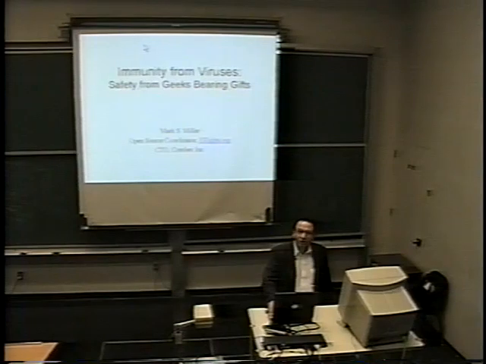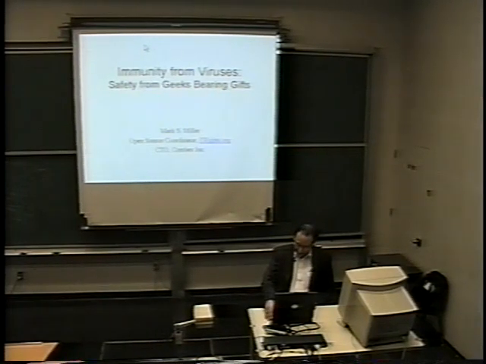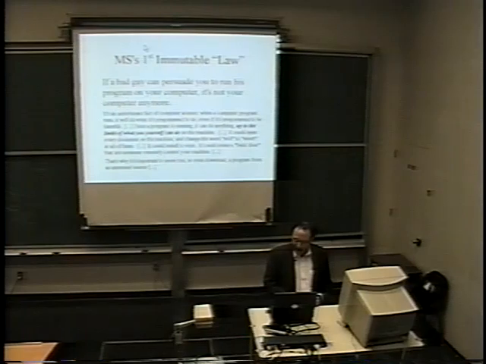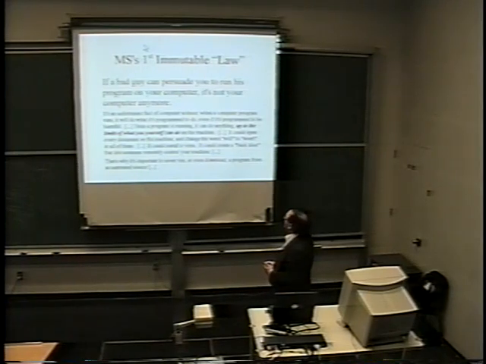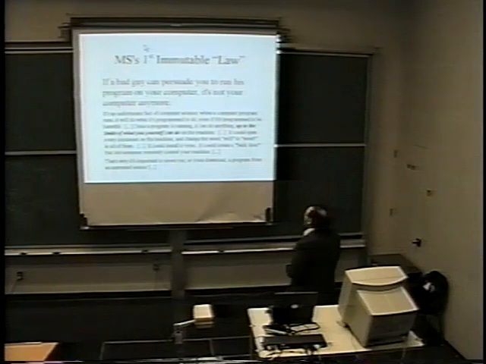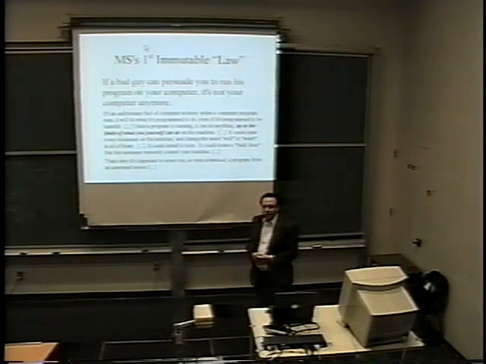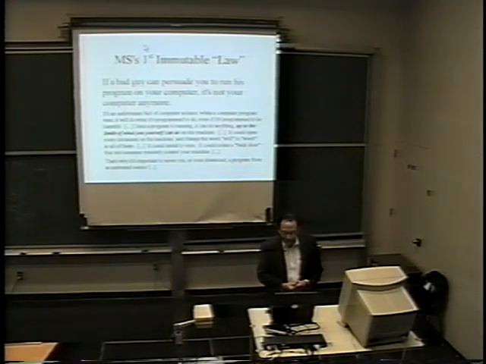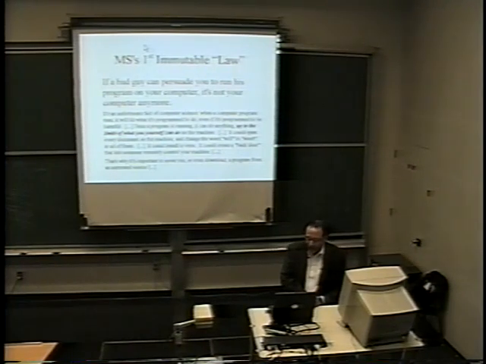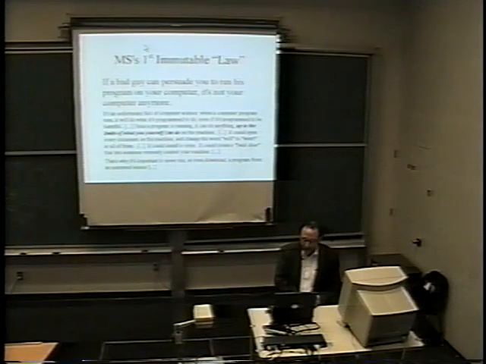So, what is the problem with viruses? Why are we so vulnerable to them? Sometimes, if you see the explanation from somebody explaining why the problem can't be solved, sometimes that can provide insight as to how to solve the problem. So here is Microsoft's first immutable law of security. That's their term for it, immutable law of security. If a bad guy can persuade you to run his program on your computer, it's not your computer anymore.